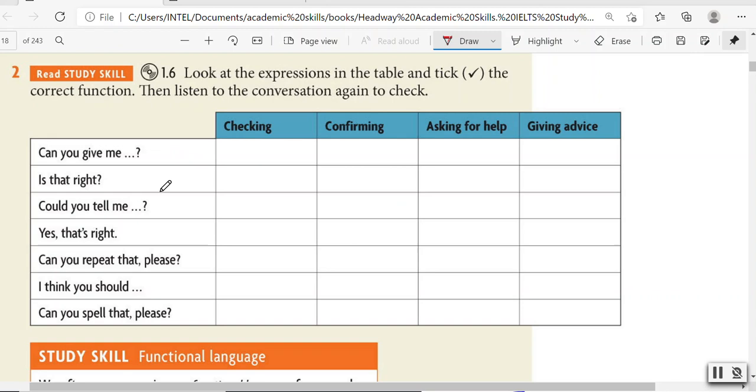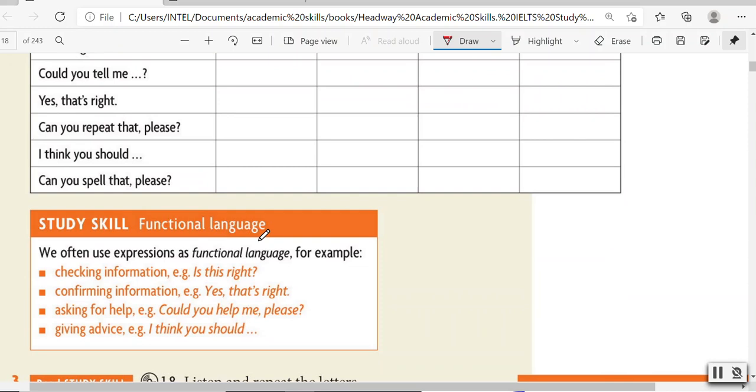Okay, we must decide on this, but before doing this, let me show you the other study skill box, functional language. Here we are focusing on functional language. We often use expressions as functional language. For example, we have checking information.